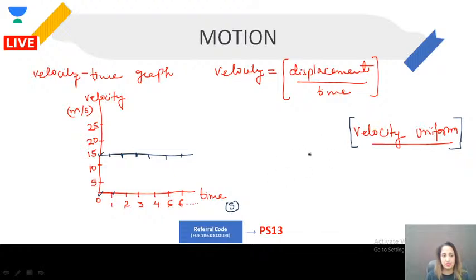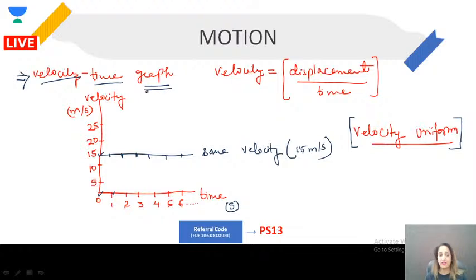All right. So from this graph, we get an idea that the velocity is the same. And how much is the velocity here? 15 meters per second. Every second the object is at the same velocity, 15 meters per second. Right, so this is the graph which we call velocity time graph, because on one axis we have velocity, on another axis we have time, and we have this graph that we have created.